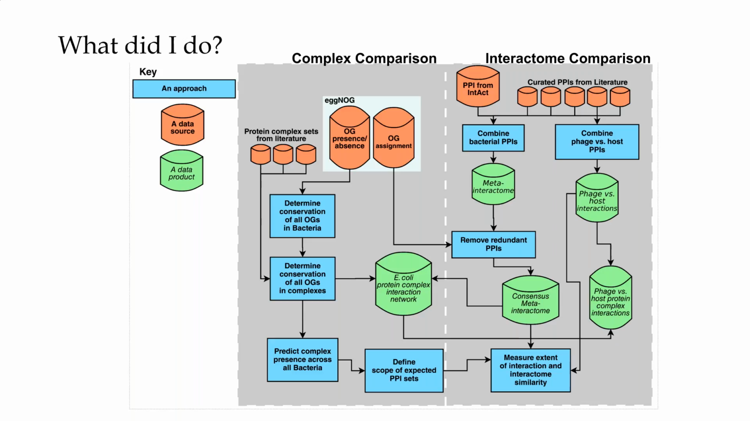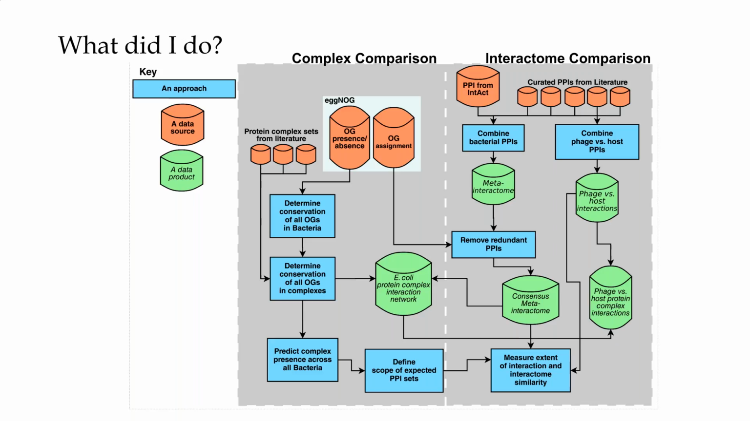So the first half was complex comparison, so essentially going through the protein complexes in a particular species and seeing whether those complexes were well conserved across other bacterial species. From that, inferring the interactions that we're likely to see, and then expanding that to full interactomes and seeing how well interactomes were likely to be conserved across different bacterial species. Now for some of this, I relied quite a bit on protein-protein interactions, both from the IntAct database and those curated from the literature, as well as orthologous groups, or here OGs, from the eggNOG project.